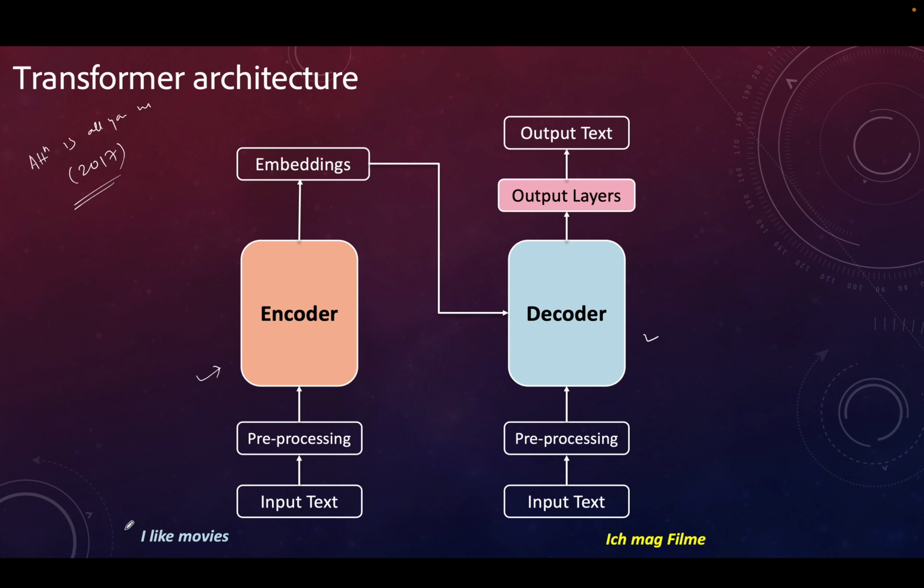Let's say we have a text in English, "I like movies", and we want to translate it to German. Then its translation would be "Ich mag Filme". First, this English input text is converted into tokens. This pre-processing will contain multiple things, which we will look at shortly. At a high level, this text will not be directly consumed by the encoder. It will need to be converted to some numeric form. So tokenization will happen here.